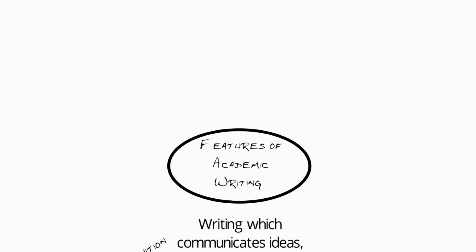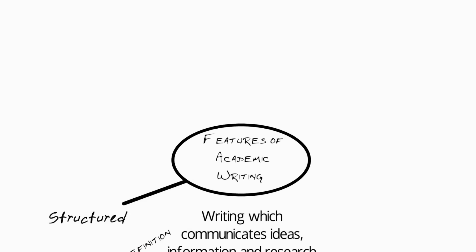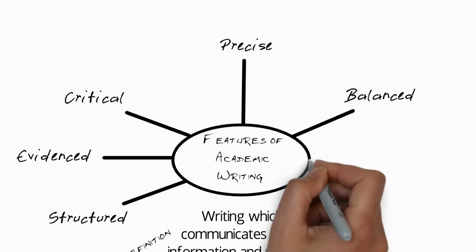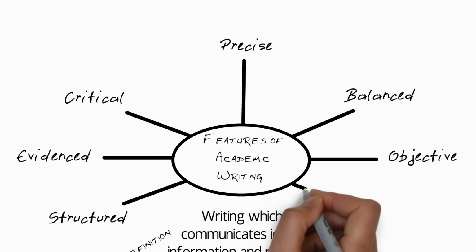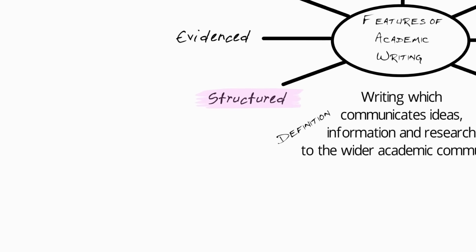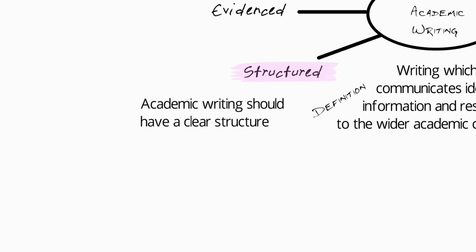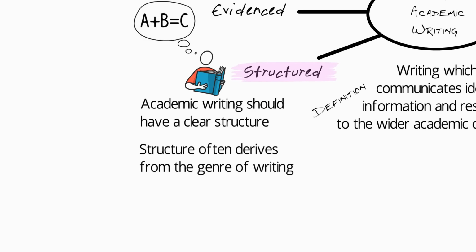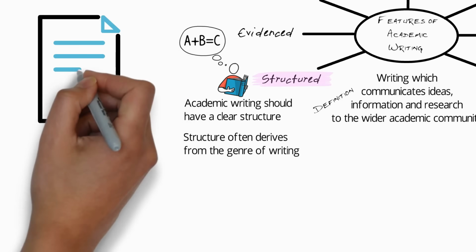There are 7 different features that we'll look at. Academic writing should be structured, evidenced, critical, precise, balanced, objective, and formal. So let's begin by looking at structured. Academic writing should have a clear structure in order for the reader to easily follow the main ideas or arguments. The structure often derives from the genre of writing.